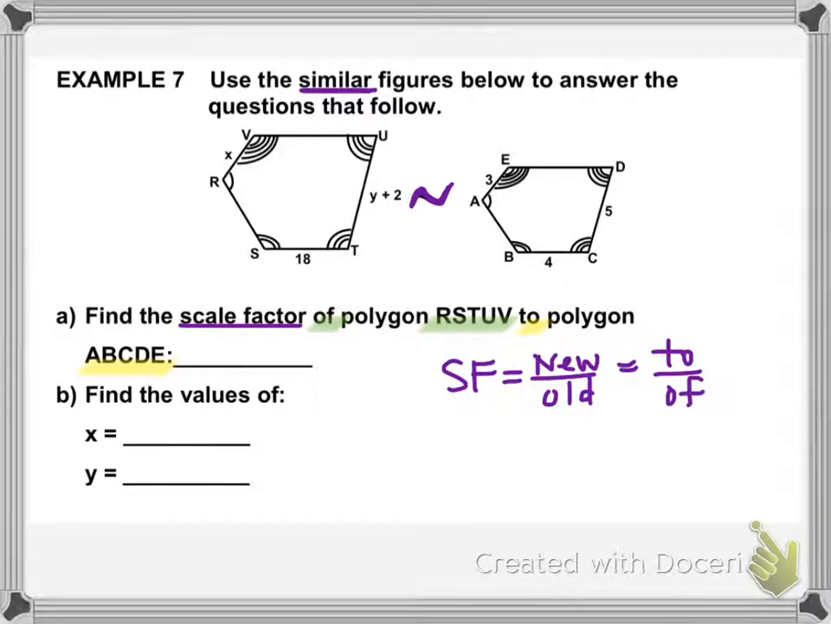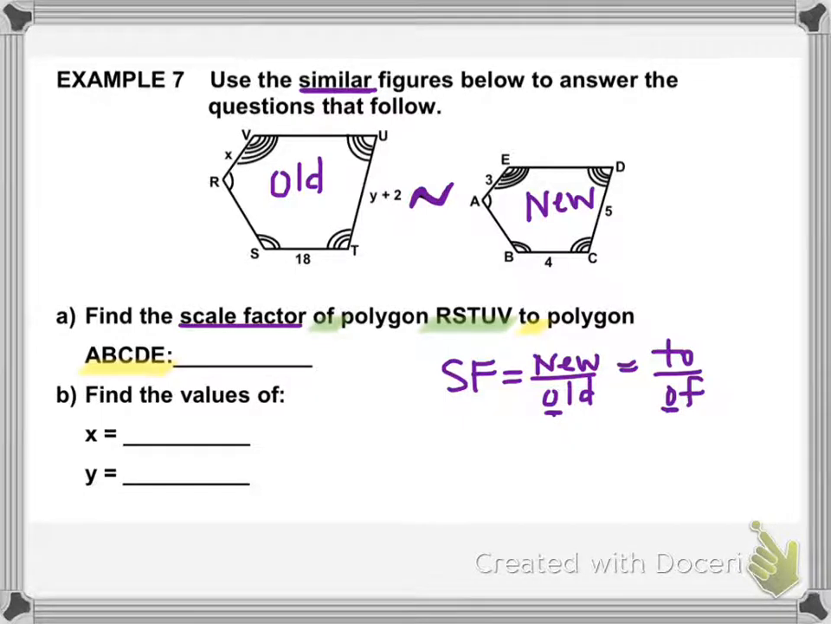So ABCDE is the pentagon, that's going to be my new. RSTUV with my of, that's going to now be my old. Okay, here's what you could also remember. Old and of both start with an O. That might help you as well.